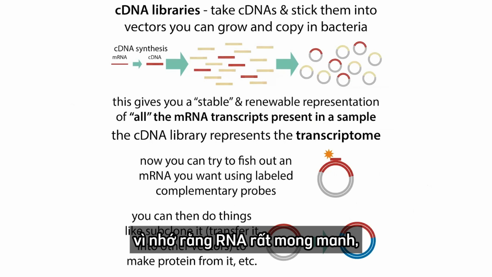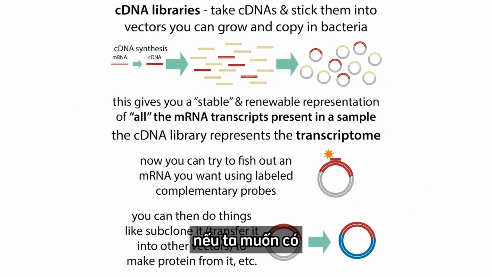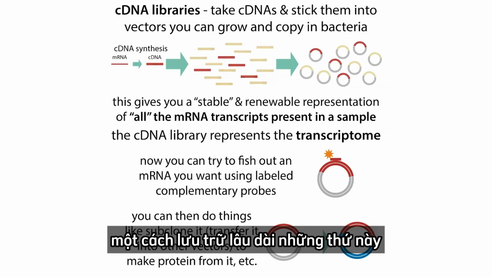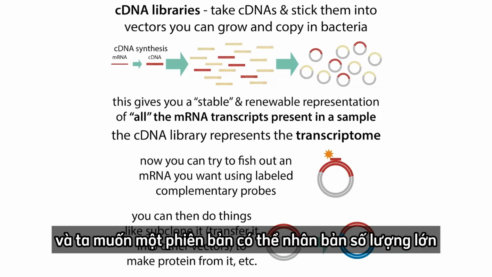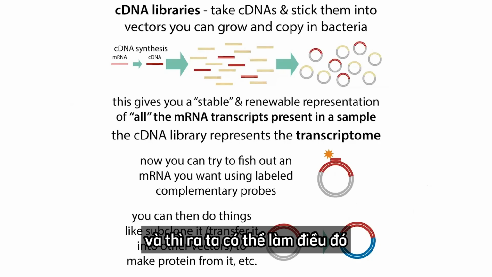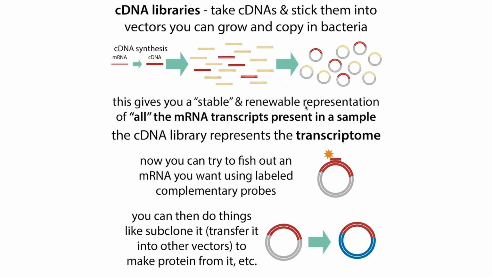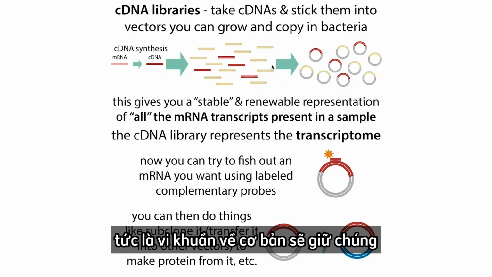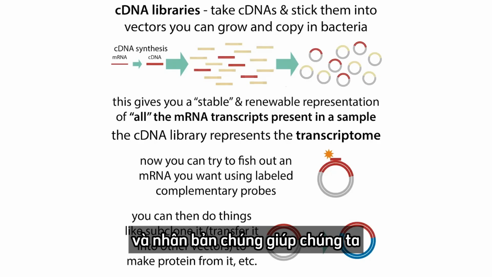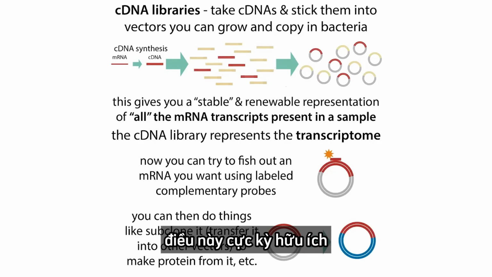Because remember, RNA is really fragile. If we want to have a long-term way to store these things, we wouldn't want to store it in RNA, and we want a version that we can make lots of copies of. And so it turns out that we can do this, make these cDNA libraries, we can stick these into these vectors that are just going to be hosted by bacteria. So bacteria are basically going to hold on to them and they're going to make copies of it for us, which is really, really helpful.